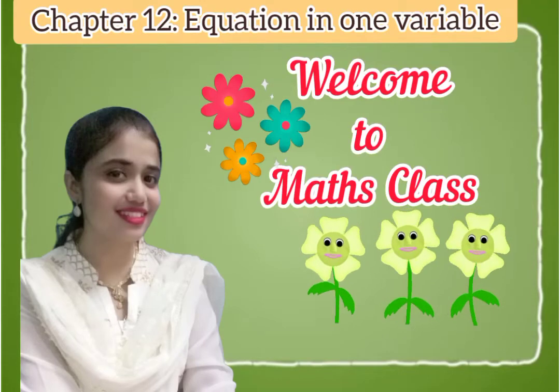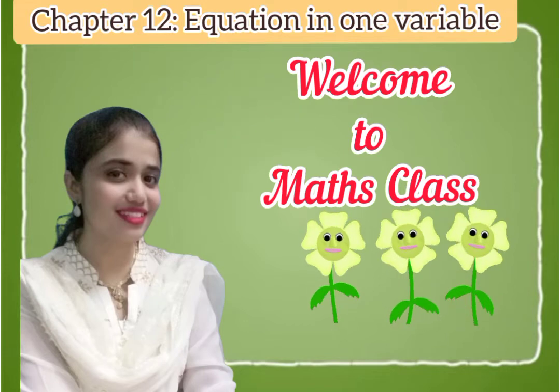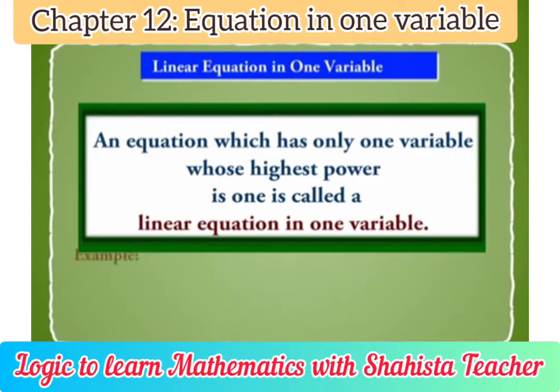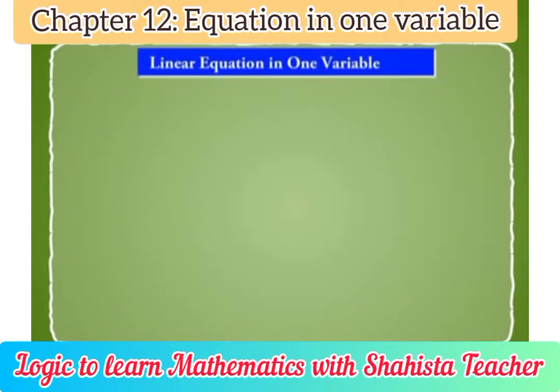Today we are going to solve chapter number 12, equation in one variable. Let's learn: an equation which has only one variable whose highest power is 1 is called a linear equation in one variable. For example, 3a = 6 and 2x - 5 = 0. Here a and x are single variables.